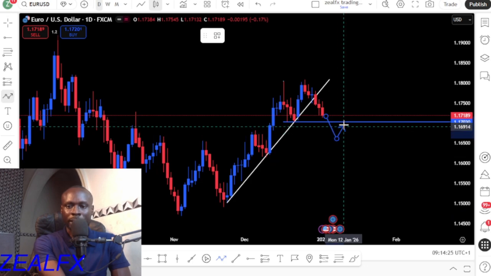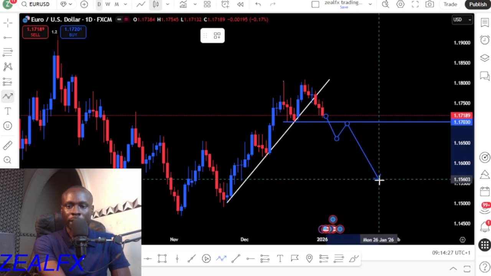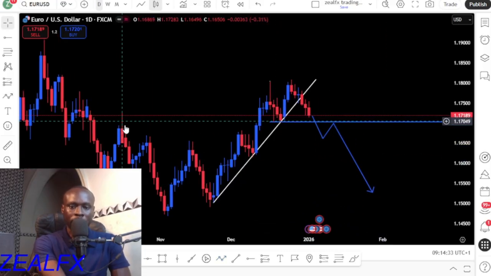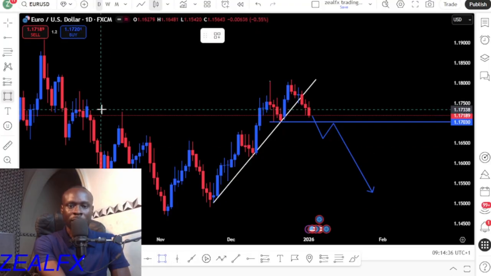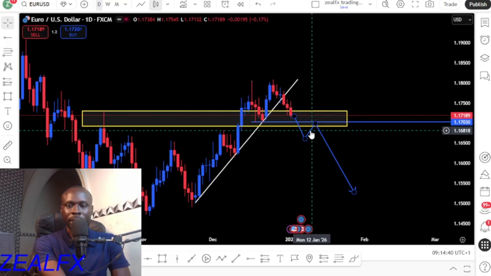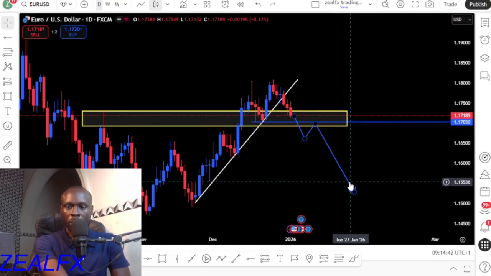Now, what we expect for Euro USD, we need price to break below this level. Then we wait for a test. Then we start looking for selling opportunity. We need the price to convert this particular support into resistance. Once price can convert this support into resistance, we will look for our selling opportunity from these levels to the downside for the Euro USD.